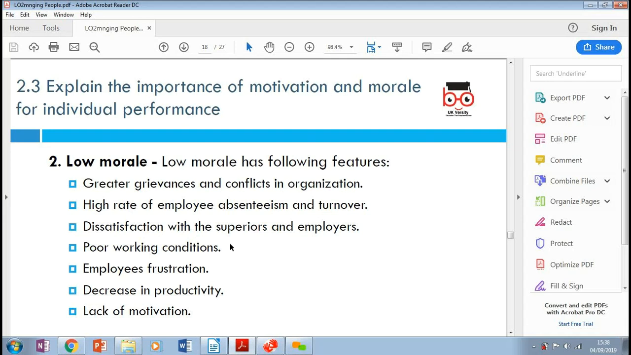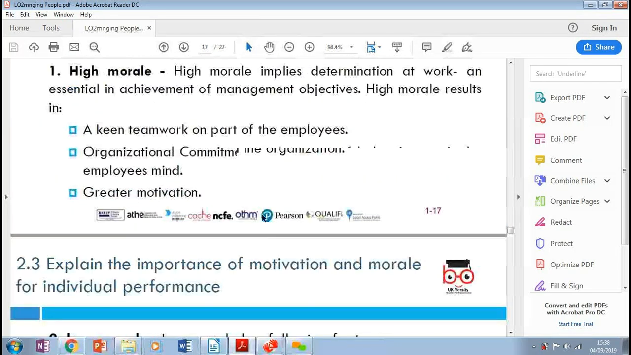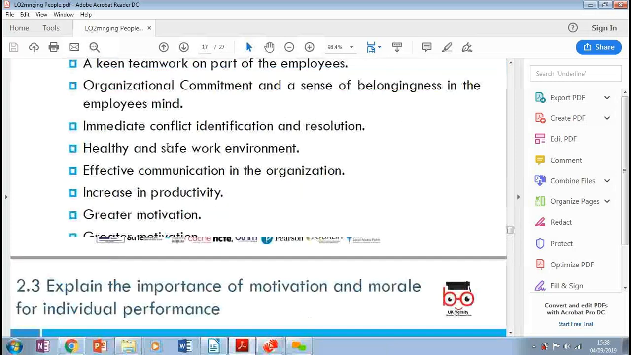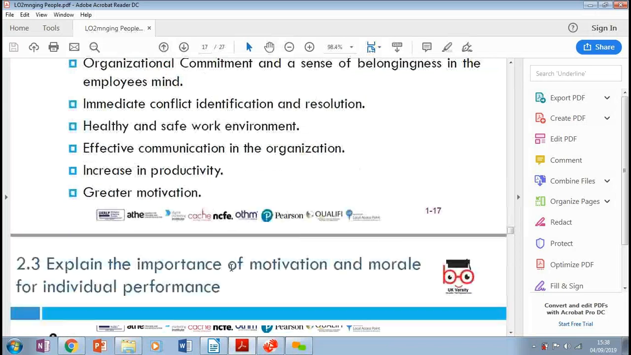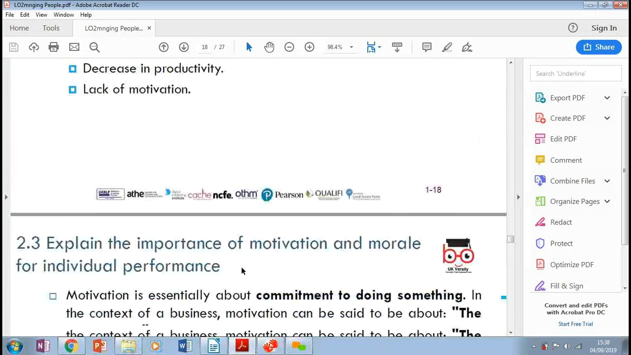And Herzberg wrote about this before, actually, but it basically just focuses on effective teamwork and getting rid of conflicts. Obviously, high morale implies that you haven't got low morale, and all of these things are really the positives, and these are the negatives that need to be got rid of. They all work together here.